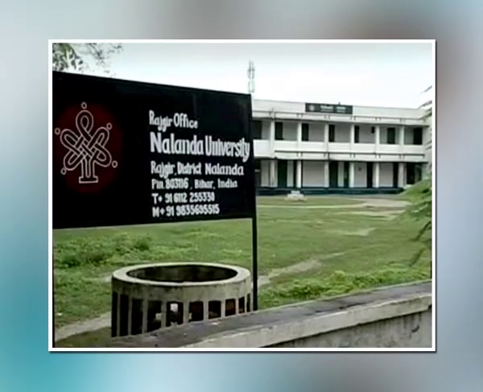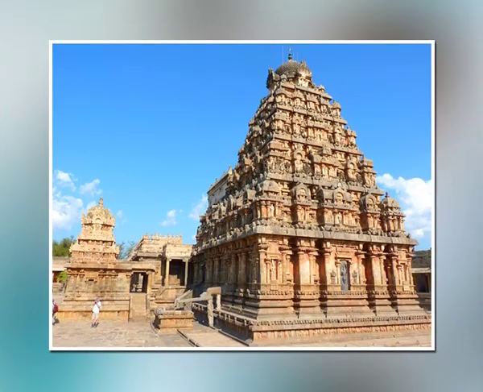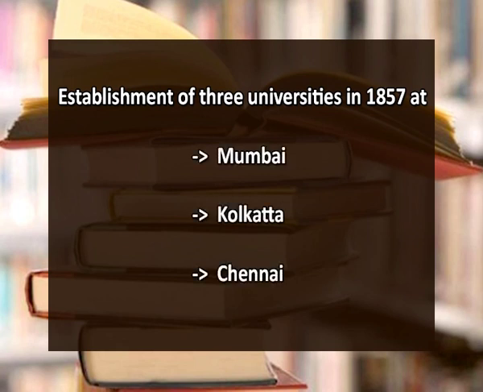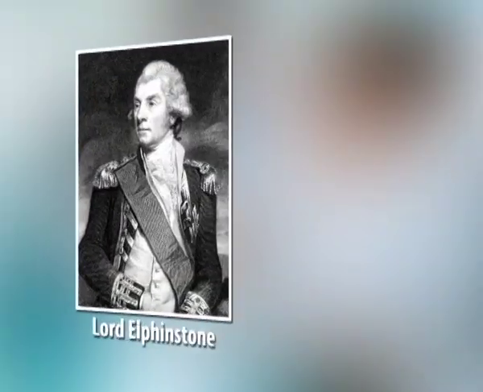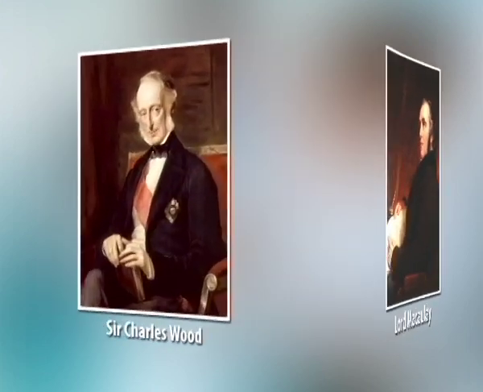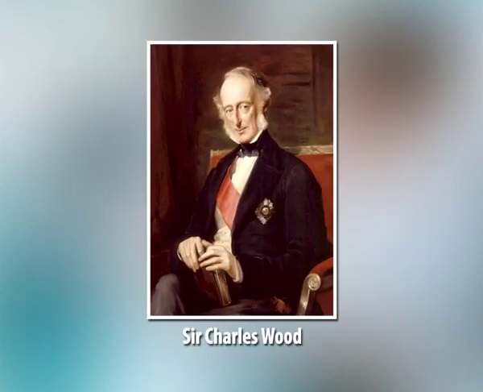Indian higher education has a long history with universities like Nalanda and Takshashila. However, the modern system can be traced back to the establishment of 3 universities at Mumbai, Kolkata, and Chennai in 1857. Lord Elphinstone, Lord Macaulay, and Sir Charles Wood were the early pioneers of the modern system of education in our country. The British promoted higher education to produce manpower which suits the colonial administration.